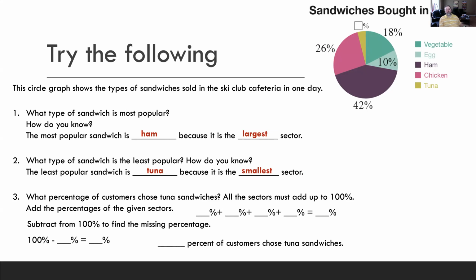What percentage of customers chose tuna sandwiches? Keep in mind, all the sectors must add up to 100. Add the percentages of the given sectors. So 26 plus 42 plus 10 plus 18 is 96%. Subtract that from 100, and I get 4. So 4% of the customers chose tuna sandwiches.